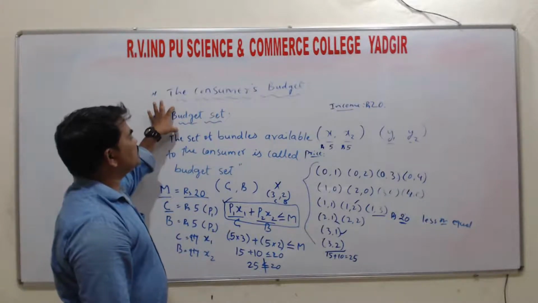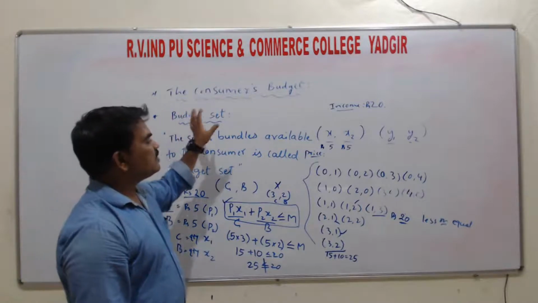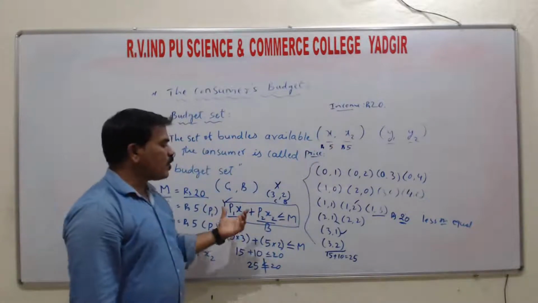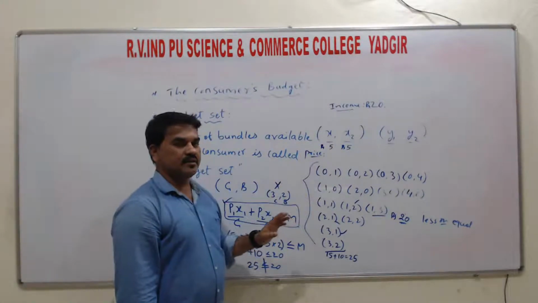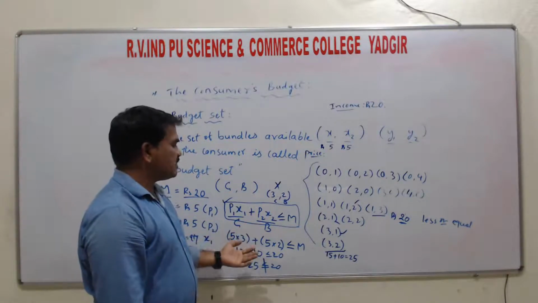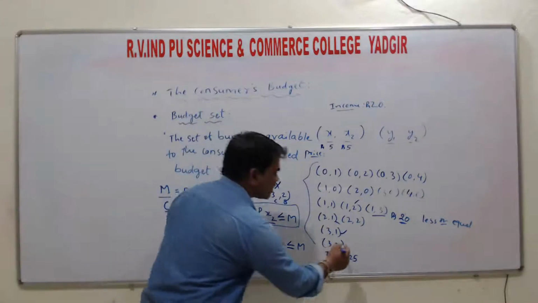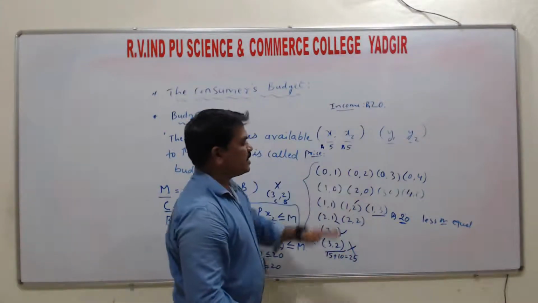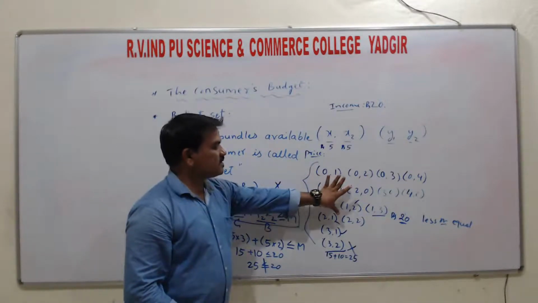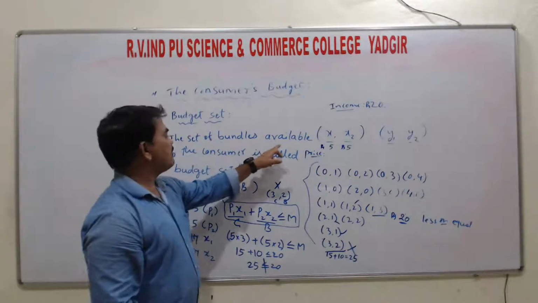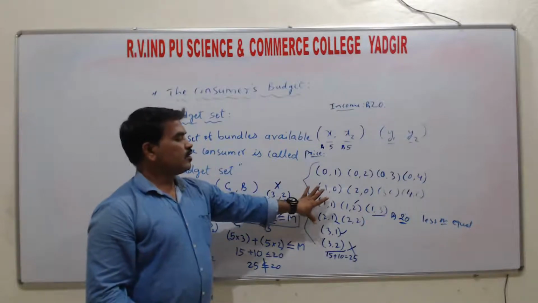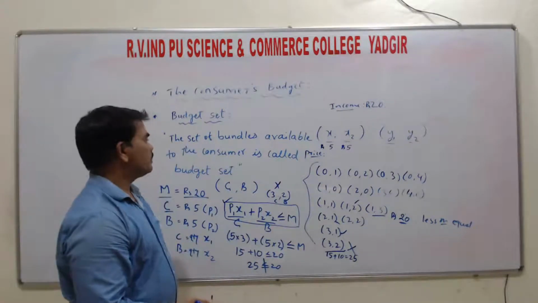Then, what do we mean by budget set? Budget set means budget is his income. So, with his income, what are all the possible bundles he can go with? As we cross-check a few of the bundles, excluding this one, these are the remaining bundles he can afford. So all this set of bundles available to the consumer is called the budget set. Okay, all this we can say is the budget set.